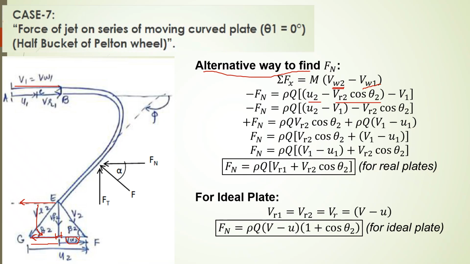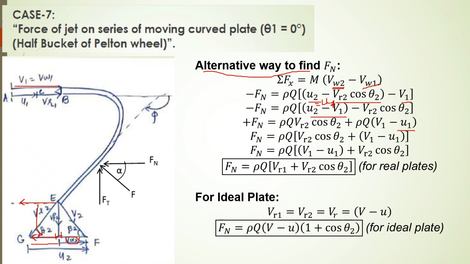Then we have U2 minus V1 combined together, and VR2 cos of theta 2 we can write separately. This can be written by multiplying with rho Q separately. U2 is equal to U1, as we know already, because we have the same diameter. It is a splitter for the Pelton wheel at the center, so inlet and outlet have the same diameter. So D1 is equal to D2, and U1 is equal to U2, so we can replace our U2 with U1.